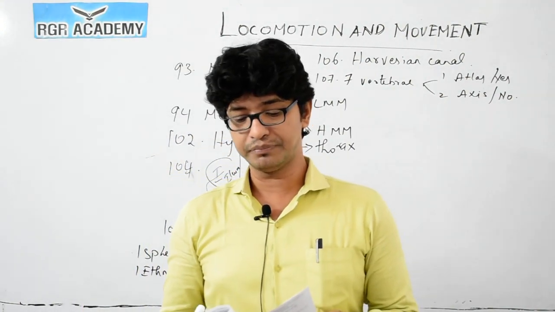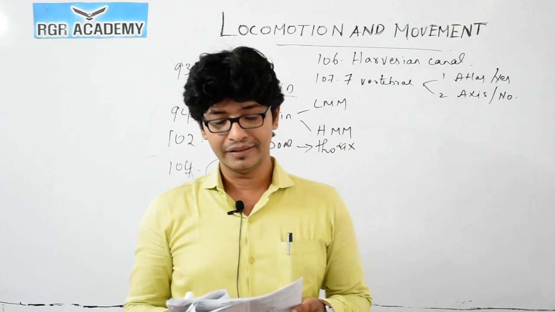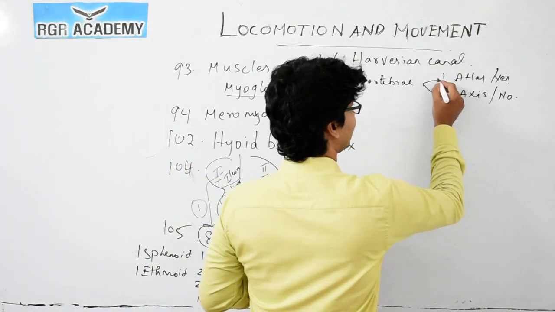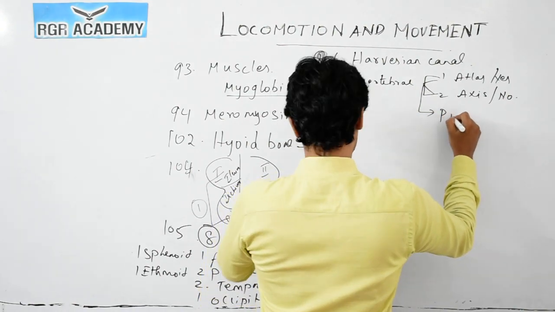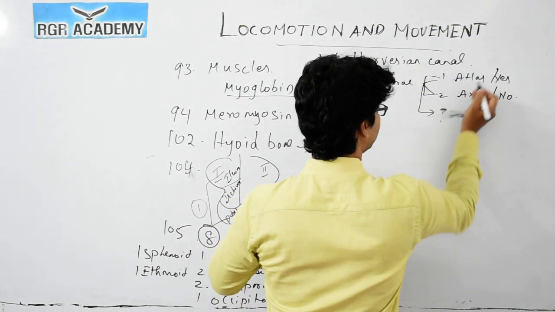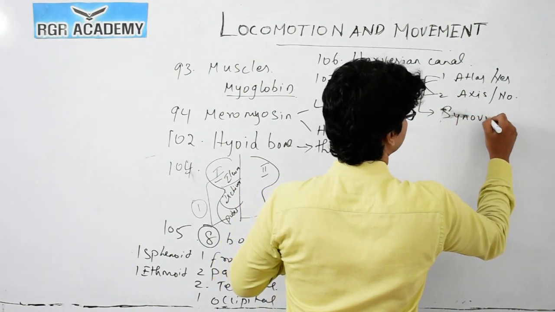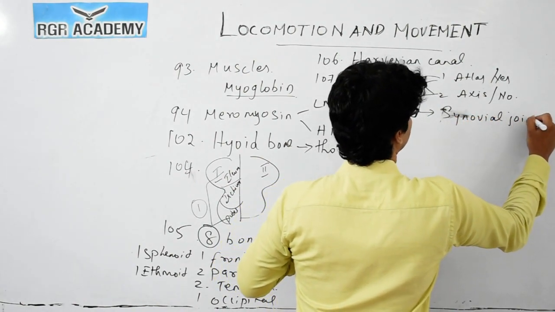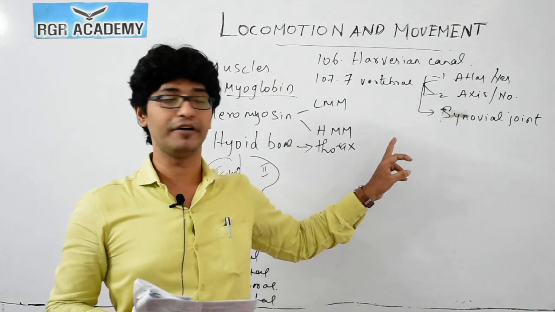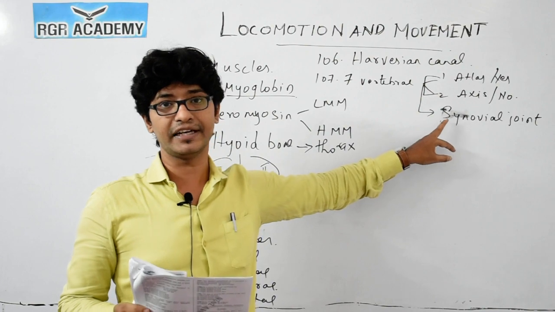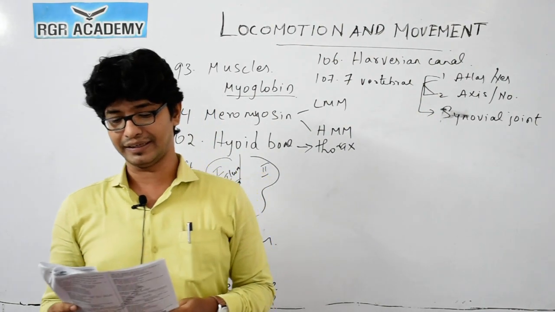The pivotal joints between the atlas and axis. What is the joint that you could see between the atlas and axis? Between the atlas and axis you could see the pivot joint. This is the pivot joint and we call it a synovial joint. This is a type of pivot joint, and this pivot joint we call a synovial joint. So option 2 is the correct answer.